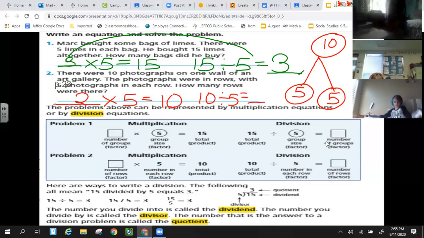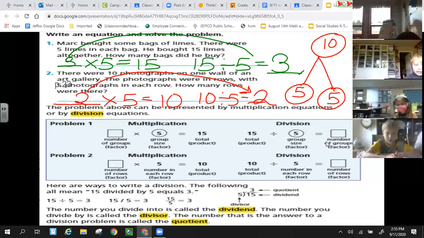So if we knew 2 times 5 is 10, you can use that. Then you can say, well, 10 divided by 5 is also 2. We're using the same numbers, but it's the inverse, the opposite. I kind of look at this as 10 divided by 5. How many 5s are in 10? 5, 10. How many? 2. So that's kind of how I think about it.